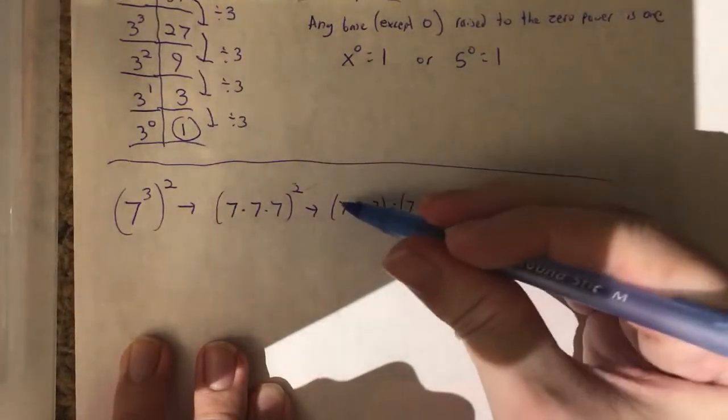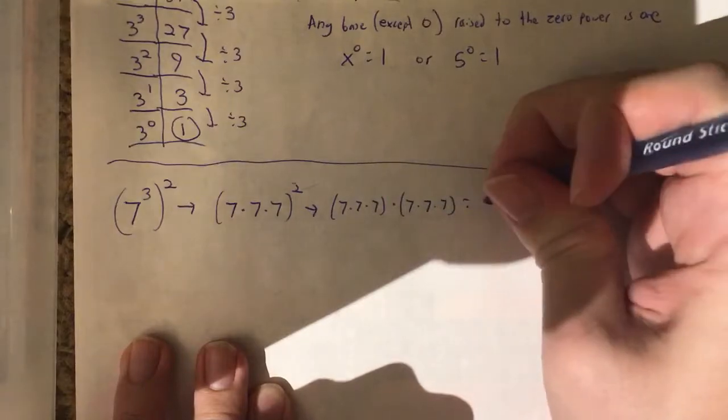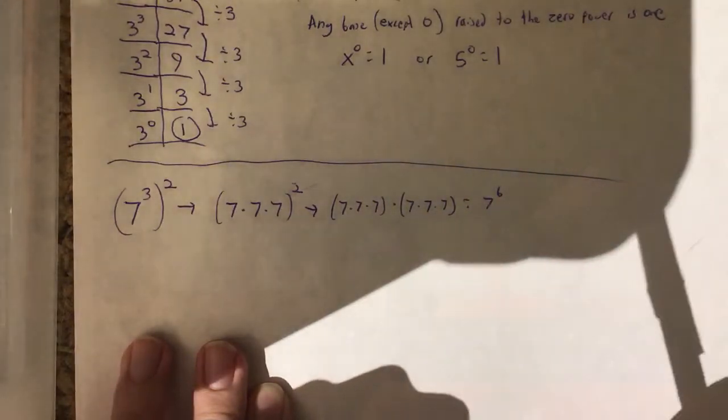And if you look at it, how many 7s are there? There's 6 7s being multiplied. So really, this is just 7 to the 6.